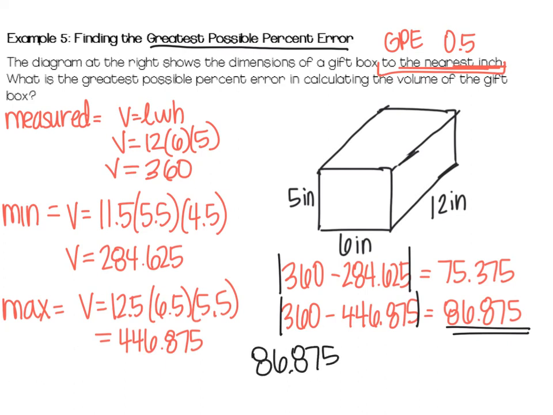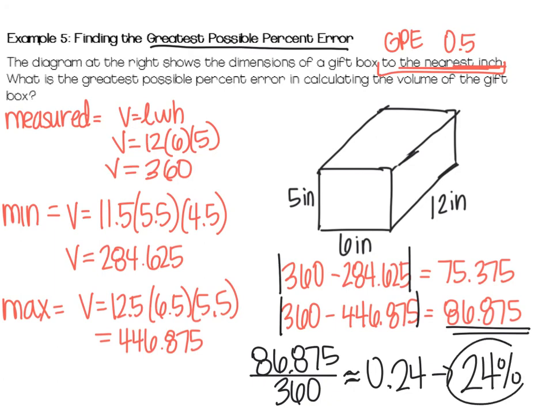86.875, divide it by the measured, which is 360, and we'll get a decimal, 0.24. We're rounding, so we'll make it approximately 0.24, which happens to be 24%. So my greatest possible percent error is 24%.